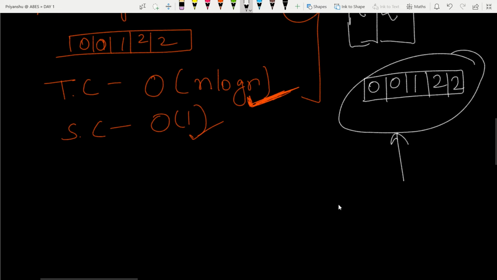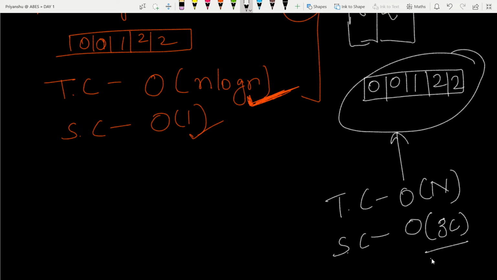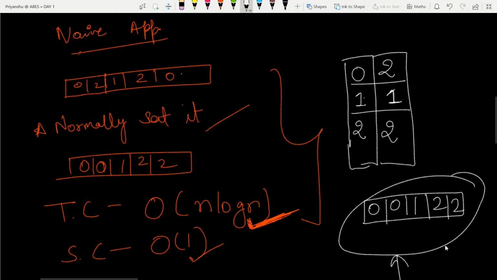This approach requires a time complexity of order of n and a hash table of size 3. So it requires constant space complexity. But this is not an intuitive approach. We can use a better method to solve this problem.